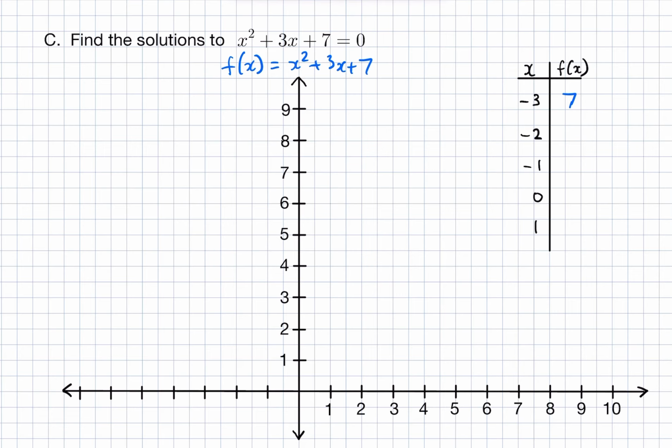If you plug in -2 into this function, that would result in a value of 5 for my f of x. And if we were to continue with -1, we would get a value of 5. Plugging in 0 into this function gives me a value of 7. And last but not least, a value of 1 into this function gives us a value of 11.